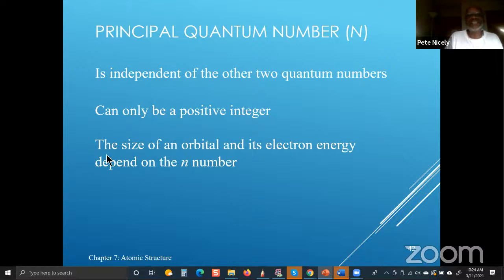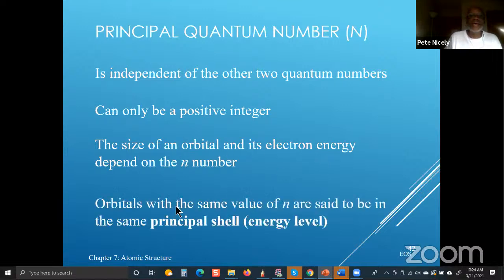And it turns out that the size of an orbital and its electron energy is dependent on the n value. So basically what you'll find is that as the n value increases, as the principal quantum number increases, the size of the orbital correspondingly will increase, and so will its energy, all right? And orbitals with the same value of n are said to be in the same principal shell or energy level, right? So whenever you hear me use the term shell, it's basically the same thing as energy level, all right?